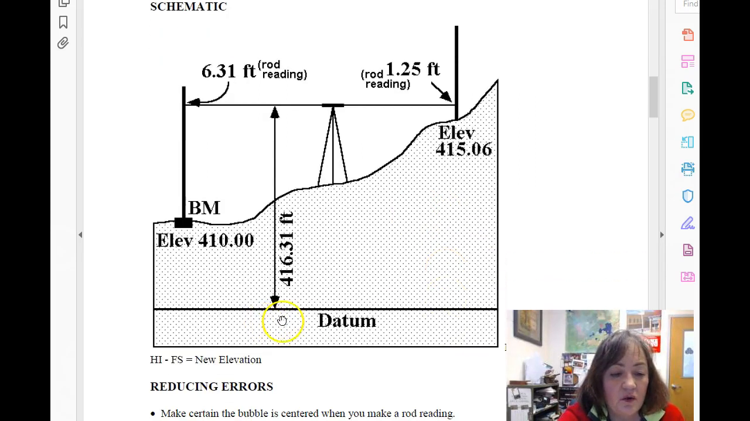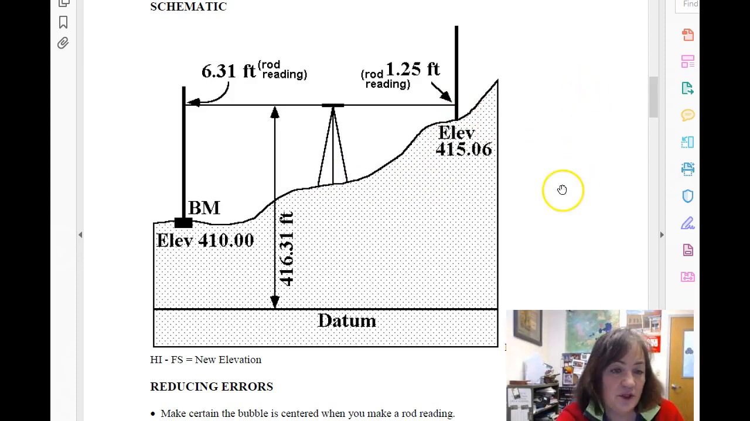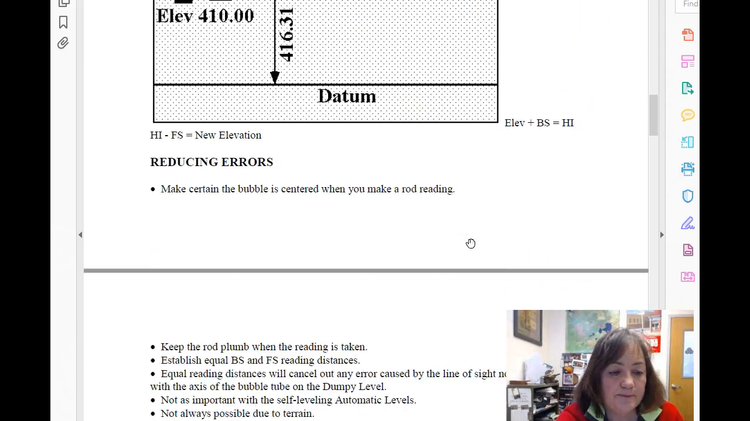Okay, so what we're using as our datum, we're saying that the first benchmark is going to be at 100 feet, and I'm going to show you a note form in just a moment. And then we take these back sights and foresights and determine the height of the instrument and the height of the temporary points and the height of the second benchmark, which is really what we're getting at.